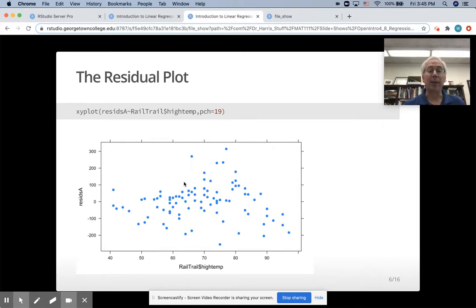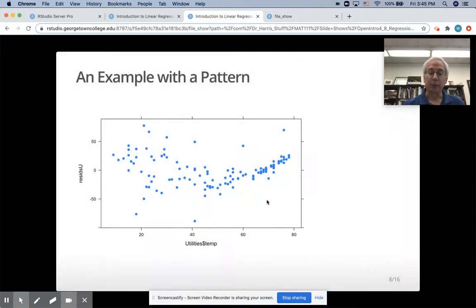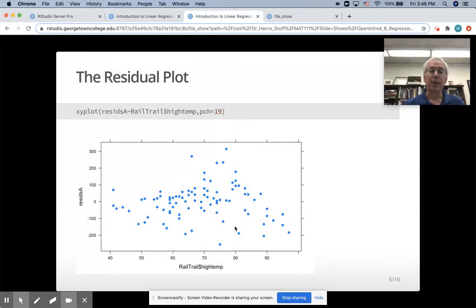There doesn't seem to be any particular pattern, but I do want to make one observation here. I say, note the cluster of negative residuals on the right end of the plot. So over here on the right end, I've got a bunch of negative residuals. They fall below the line resids equals 0.